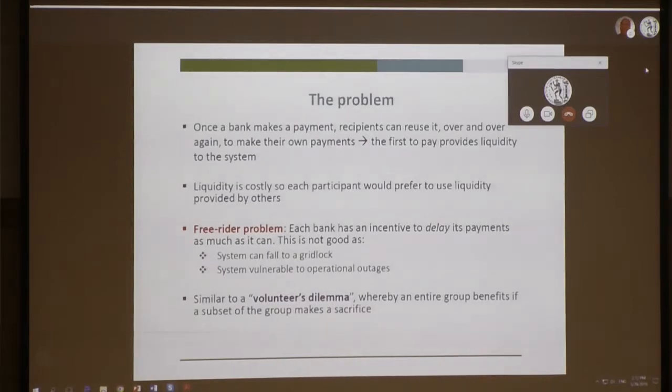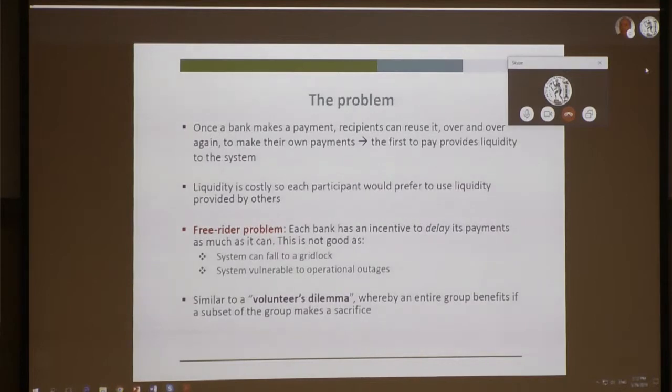Every bank in the system has an incentive to delay their own payments. Why is that? Because that way they can wait until someone else makes a payment first. Once they've received someone else's payments, they can use these payments and make their own payments without committing any of their own liquidity. The problem with that is that if everybody's waiting until someone else makes the first move, the system can fall into a gridlock. Or payments are going to be delayed for the day, and then the system could become very vulnerable to any operational outages.